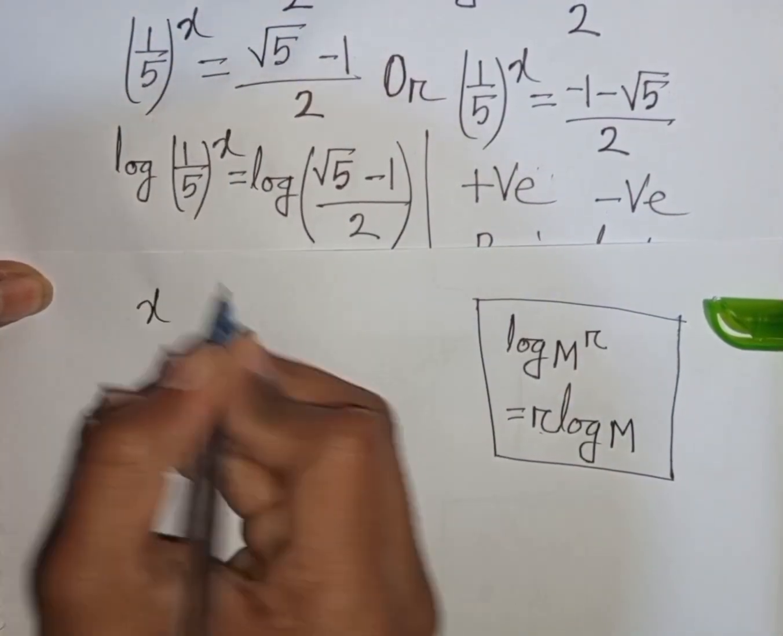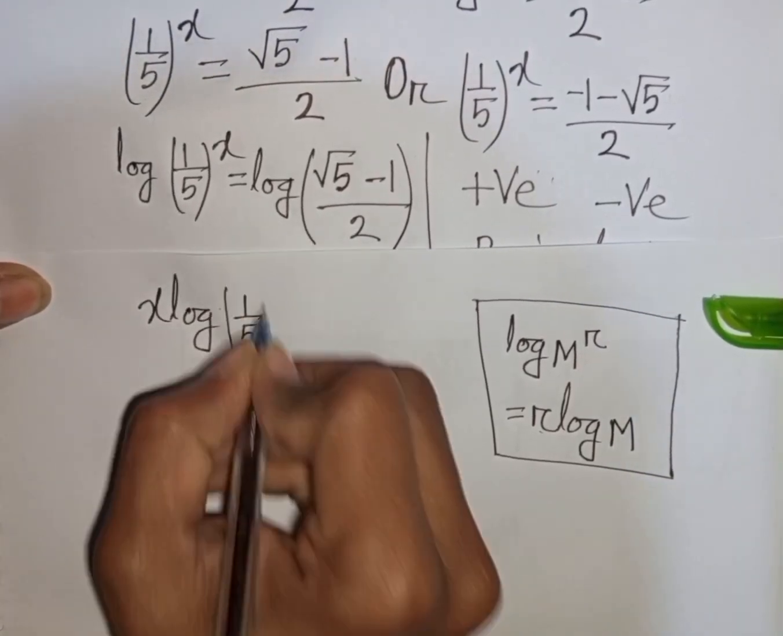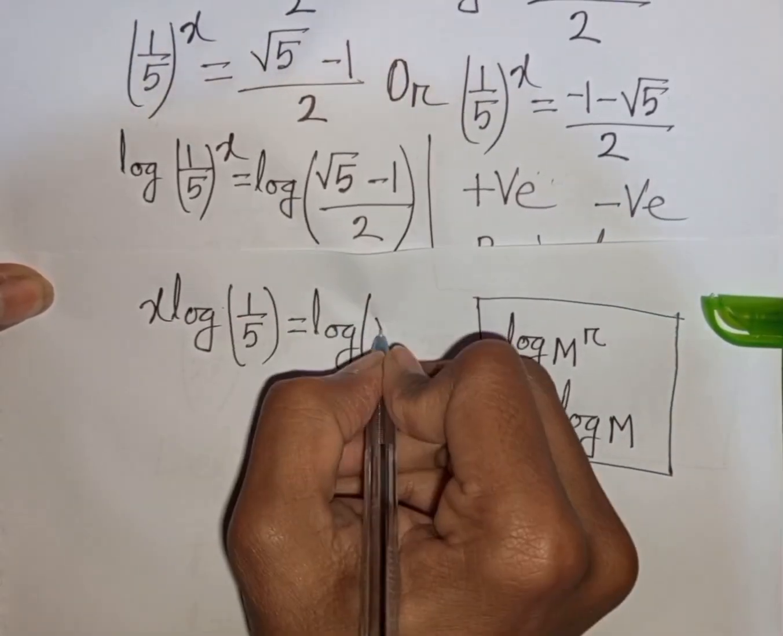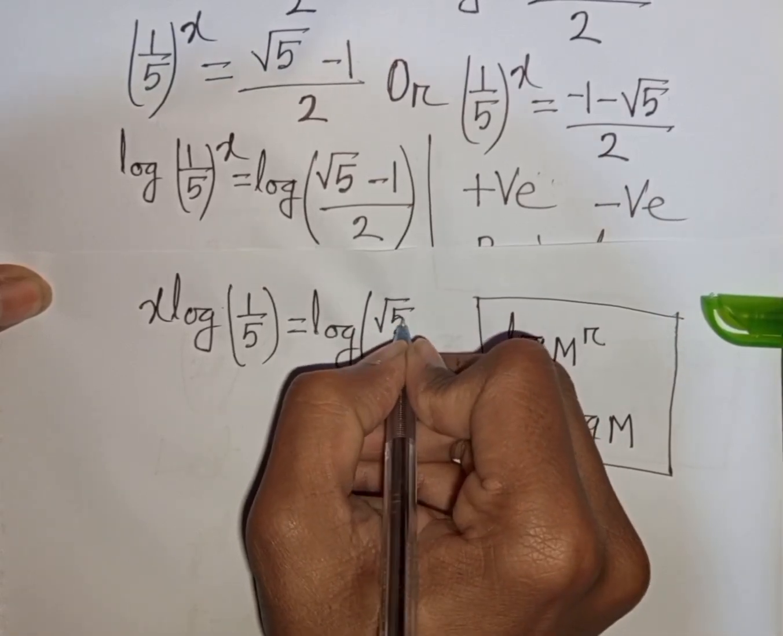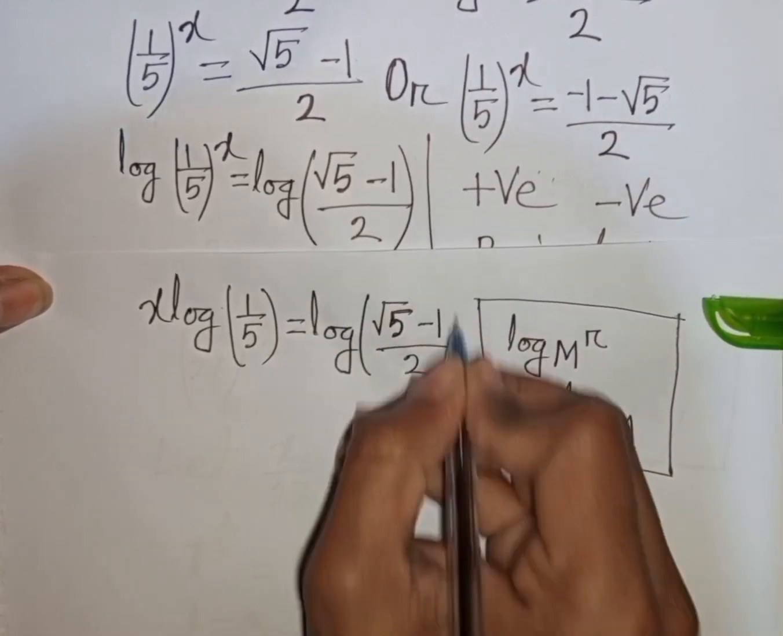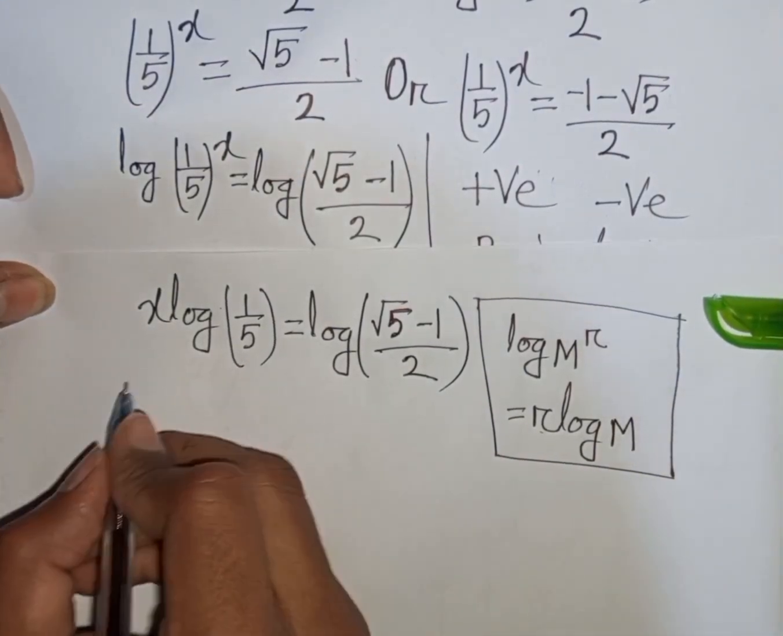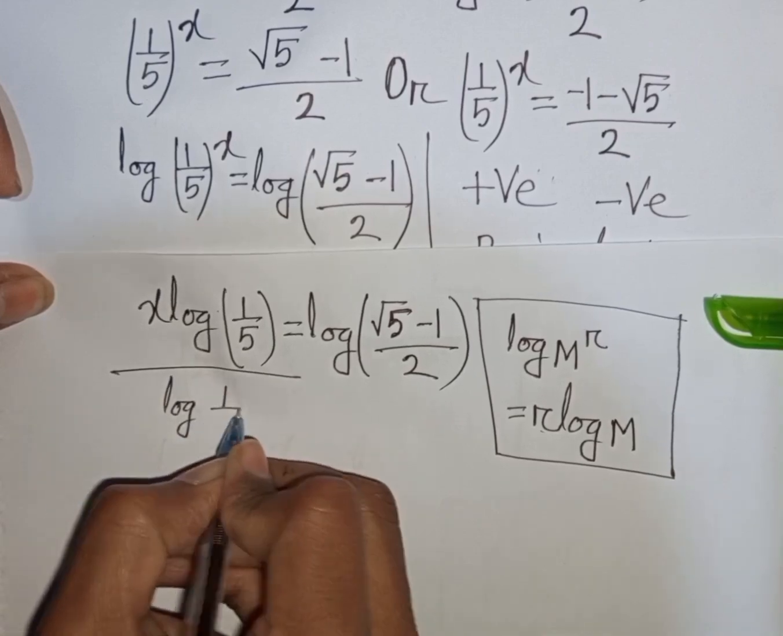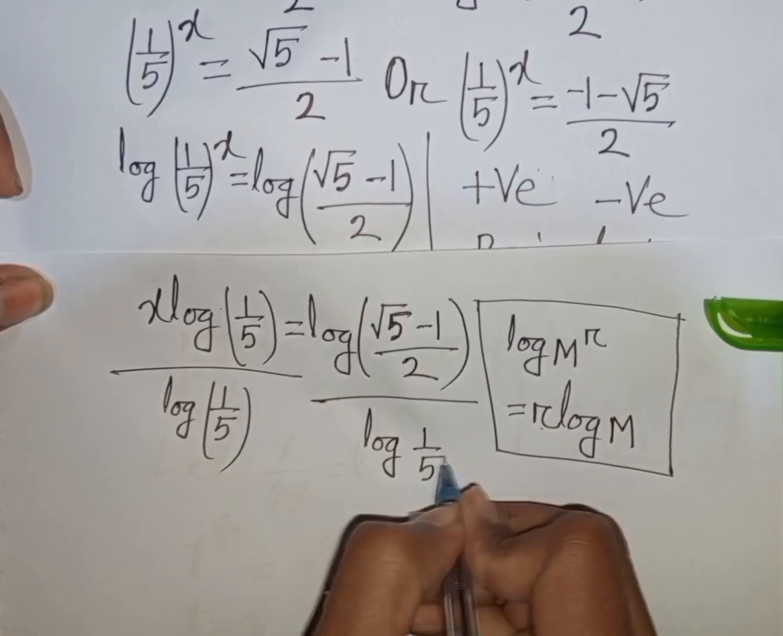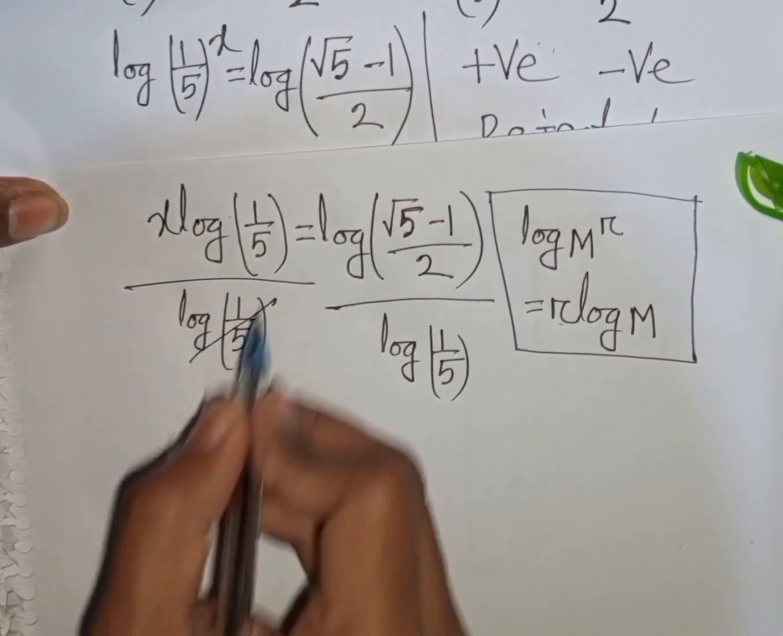So you can write here x log (1/5) is equal to log of (√5 − 1)/2. Now we need the value of x, so we divide by log of 1/5 on both sides. Now we see this log of 1/5 will be cancelled.